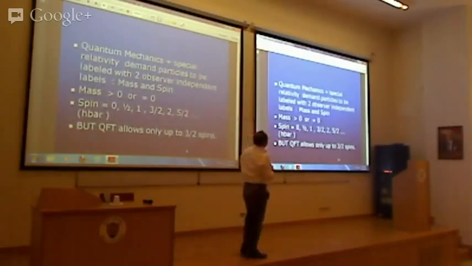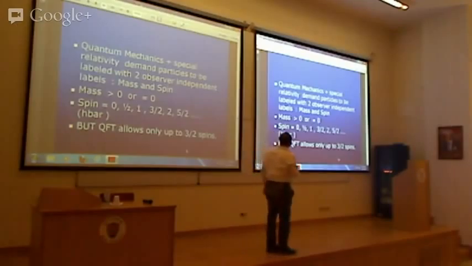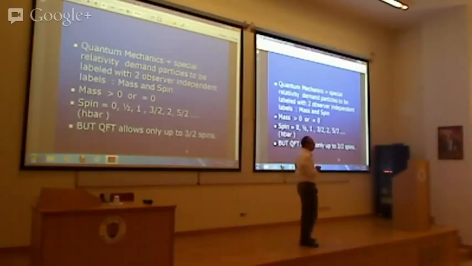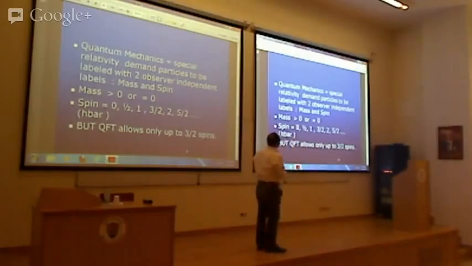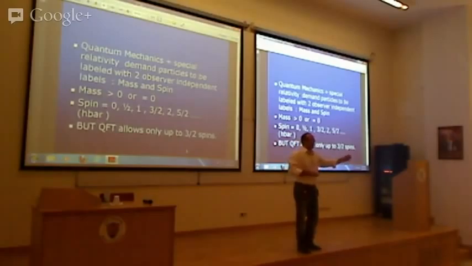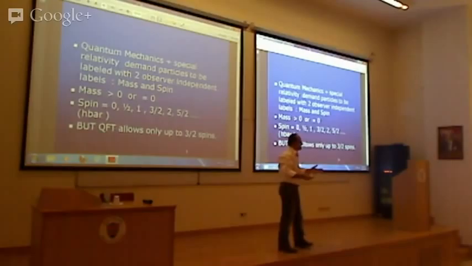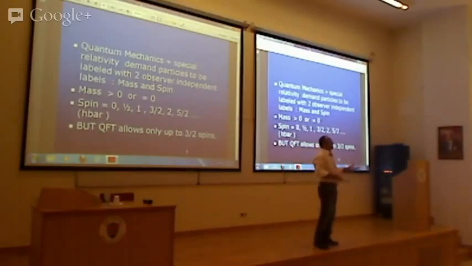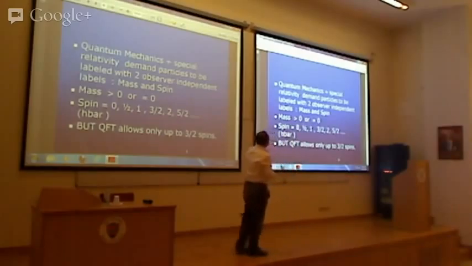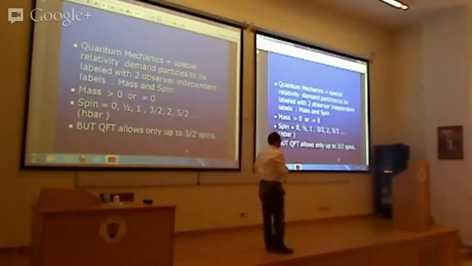Now, quantum mechanics plus special relativity by itself demand that all the particles are labeled by two independent labels. This is important. Mass and spin, okay? The consistency of the theory, this is kinematic consistency of the theory, demands that the particles have two labels. What do I mean by this? They have two attributes which do not change according to observers. Okay? This is important. Otherwise, you cannot do physics. If you don't find labels on particles, you cannot do physics, right? Mass and spin. This was proven in 1939.